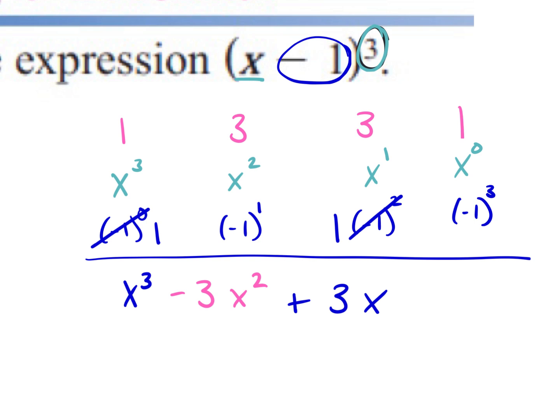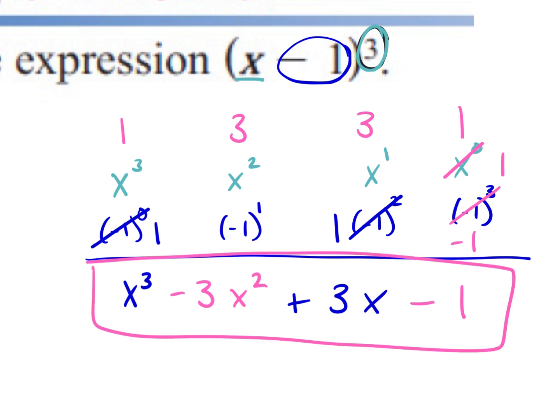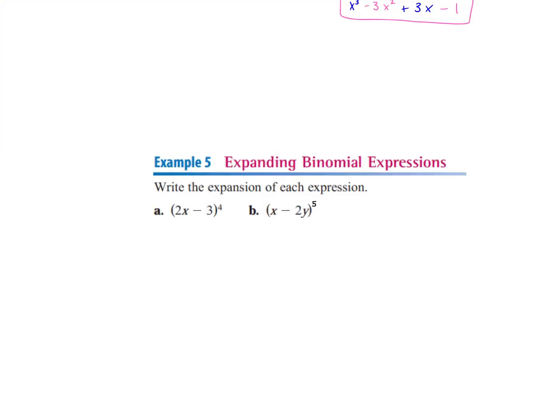And then what's negative 1 cubed? Negative 1. And what's x to the power of 0? 1. So we have 1 times negative 1 would be negative 1. So this would be our answer here. So when you have a minus in the middle, your signs alternate. So it starts with a positive x cubed, then it goes minus, plus, minus.